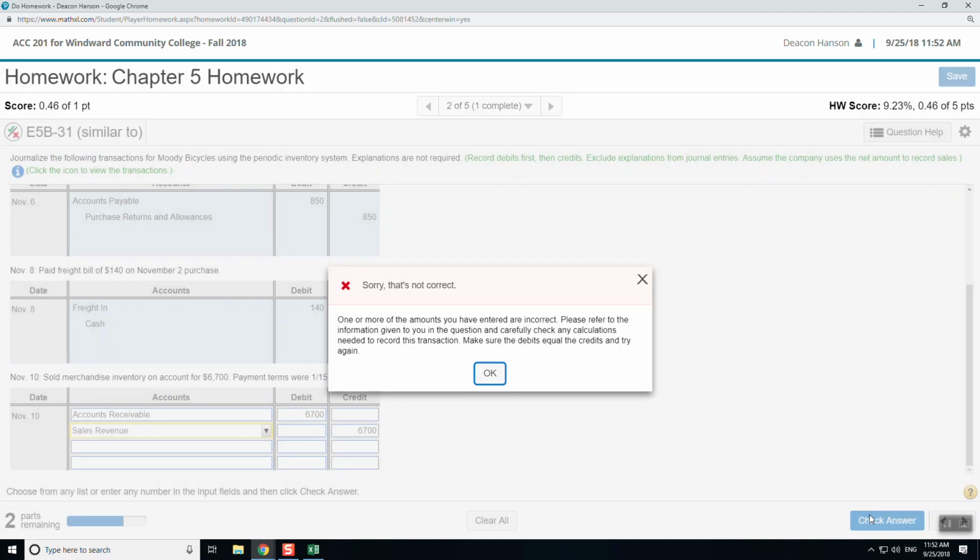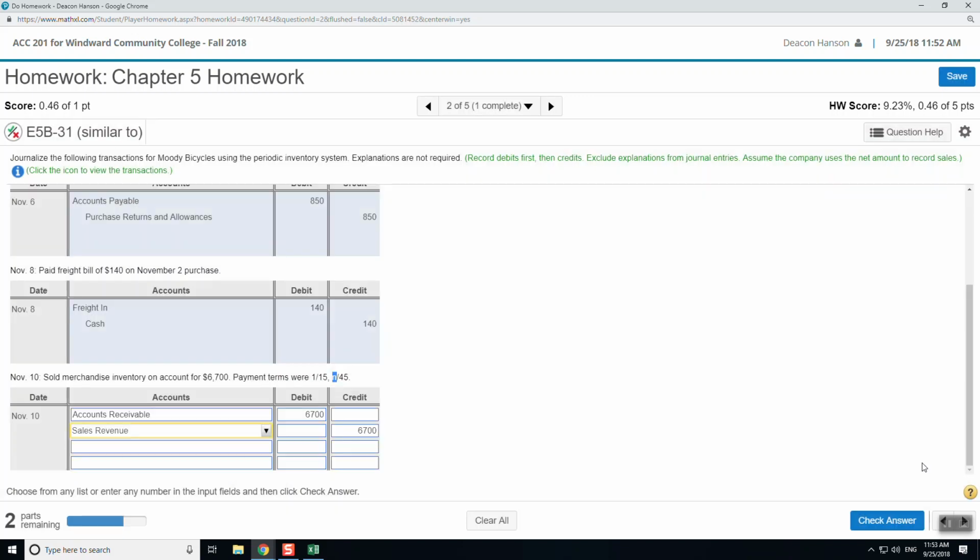Oh, what did I forget something? One or more of the amounts that you have entered are incorrect. Please refer to the information given to you in the question and carefully check any calculations needed to record this transaction. Make sure the debits equal the credits and try again. Do you guys read your full error message when you have an error? Or do you just click it away real quick and try again? I'm just wondering. So I'm glad I read it. What did I do wrong?